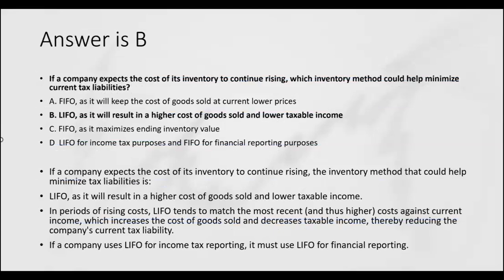If a company expects the cost of its inventory to continue rising, the inventory method that could help minimize tax liabilities is LIFO, because LIFO results in a higher cost of goods sold when prices are rising and therefore lower taxable income. Letter D is wrong. We know if you use LIFO for income tax, you have to use LIFO for financial reporting. You can't use LIFO for income tax and then FIFO for financial reporting.